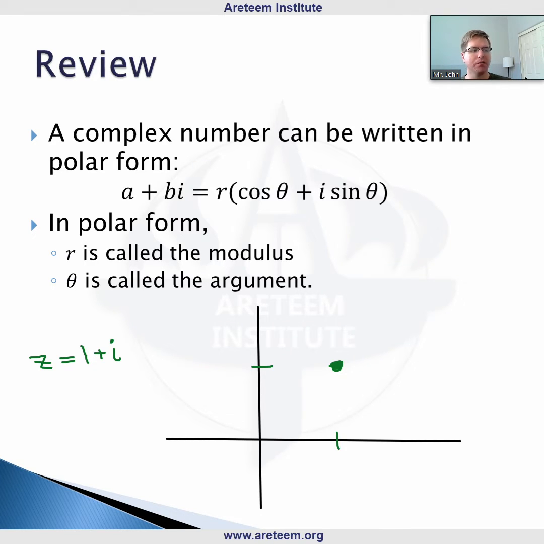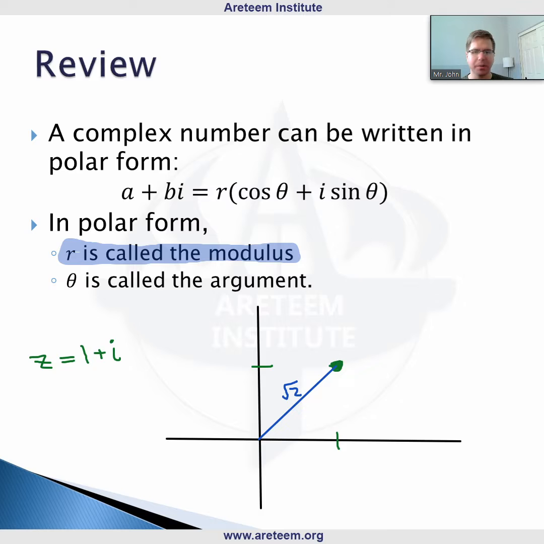Now for converting this into polar, we have 2 questions to ask. First of all, what is the distance from the origin? What is the distance from 0? This is the modulus. The modulus is, of course, here square root of 2. 1 squared plus 1 squared, square root. This is our modulus in this case.